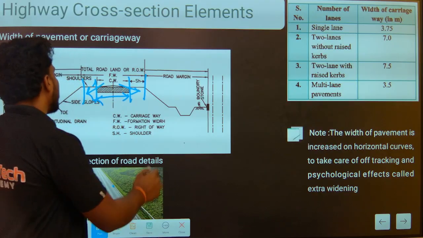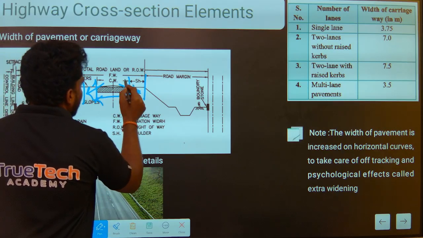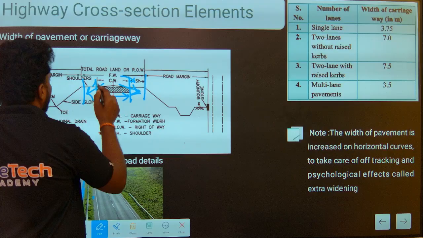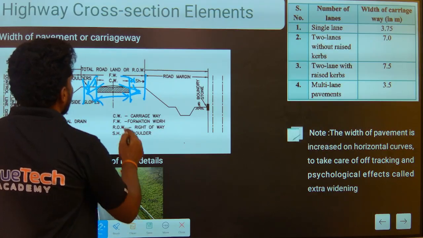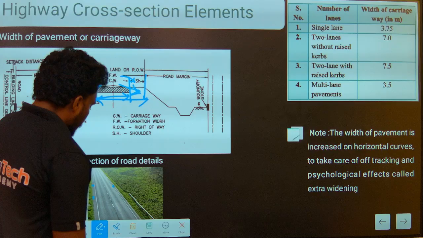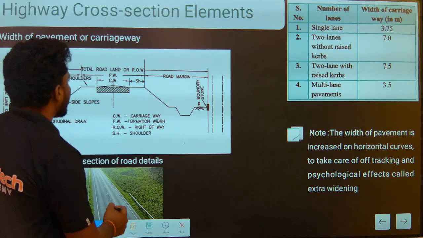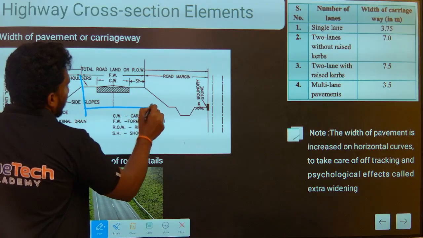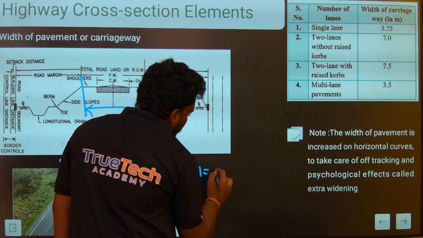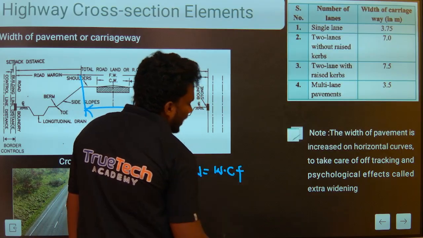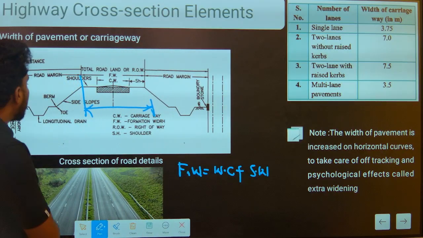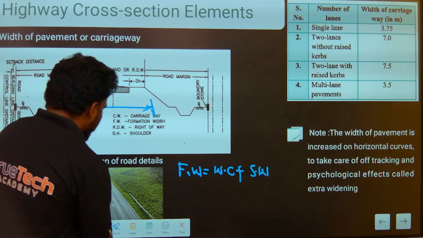And another one, it will create more space for stopping the vehicle in an emergency. That is also useful. And the main thing is that more space is available, and this is the formation width. Next we will discuss the formation width. Formation width is nothing but the width of carriageway plus shoulder width. Here I am writing that formation width equals width of carriageway plus shoulder width. This is the formation width.